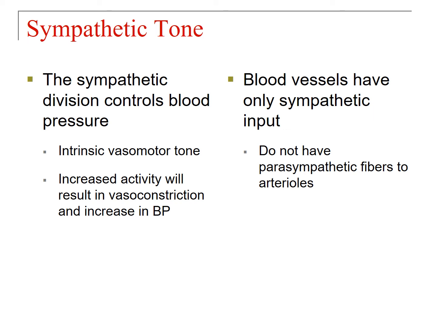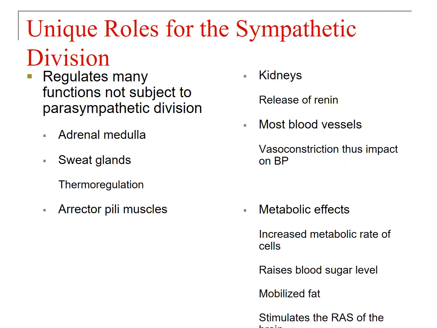Now, blood vessels only have sympathetic input. They don't have parasympathetic input going to arterioles. And what this means is that your sympathetic nervous system can crank up your blood pressure, but your parasympathetic cannot bring it down because it doesn't have fibers that lead to arterioles. There are other areas that are regulated by the sympathetic nervous system but don't get innervation from the parasympathetic division. These include the adrenal medulla, sweat glands, which are involved in thermoregulation, and the erector pili muscles.